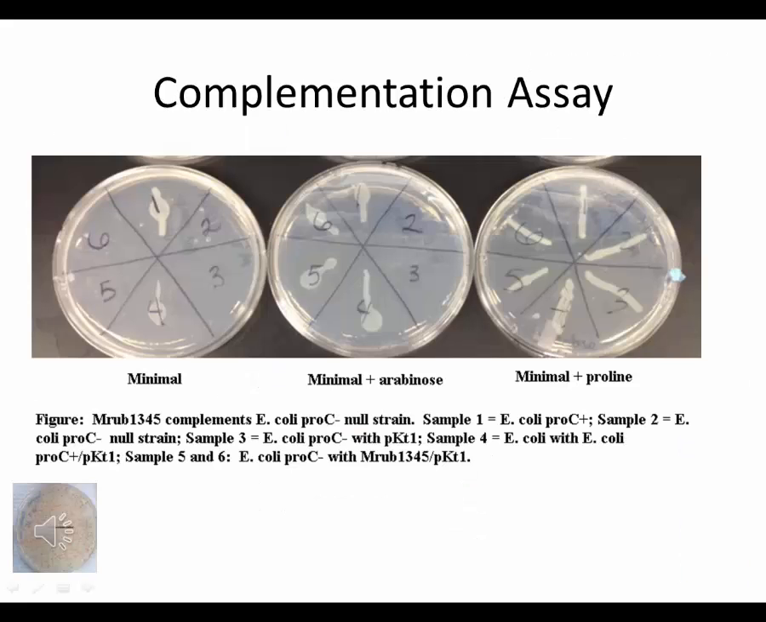This image shows complementation data for the ProC gene. Three types of media are used. On the left, we see minimal media. The middle plate shows minimal plus arabinose. On this plate, we would expect to see our E. coli host grow if it has acquired the ProC gene, either from E. coli or from M. ruber. The pKT1 plasmid uses the arabinose induction system to activate the expression of the cloned insert. On the right is minimal plus proline, and this is a control to make sure that all strains do grow when given the end product of the proline biosynthesis pathway.